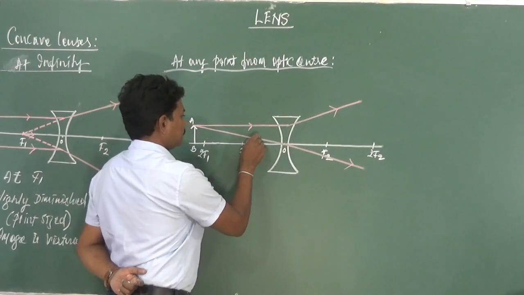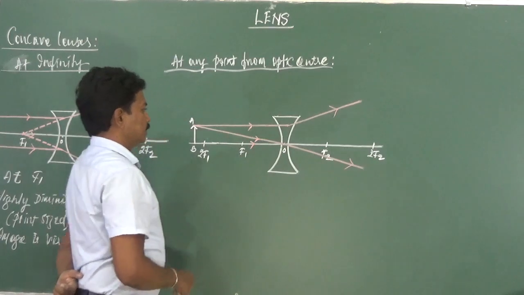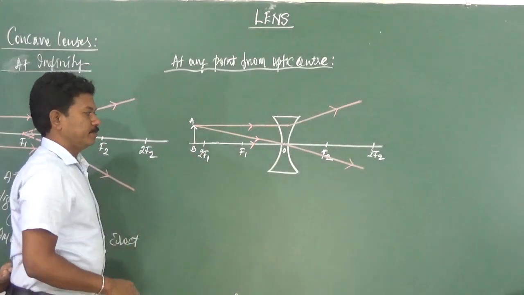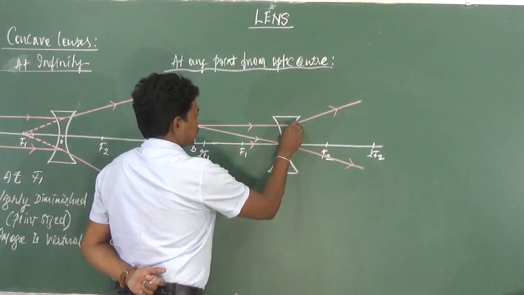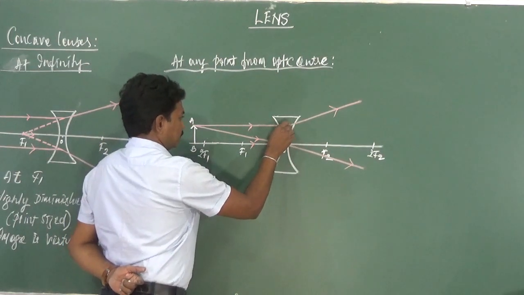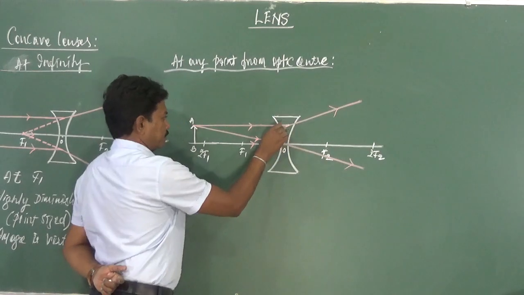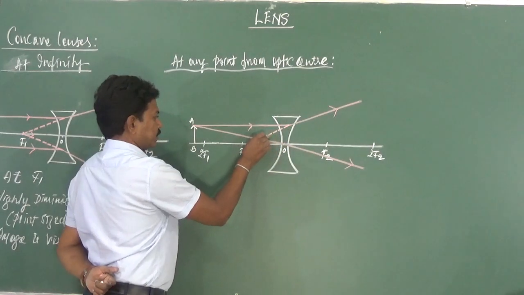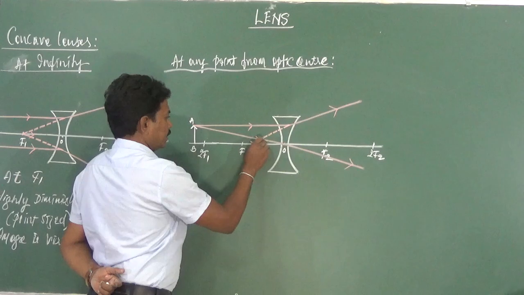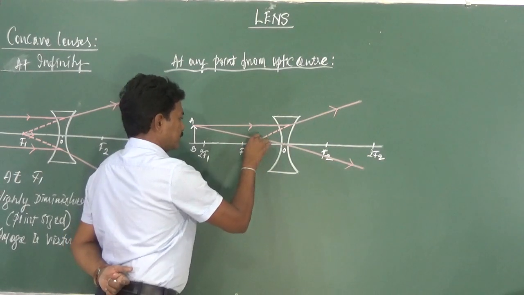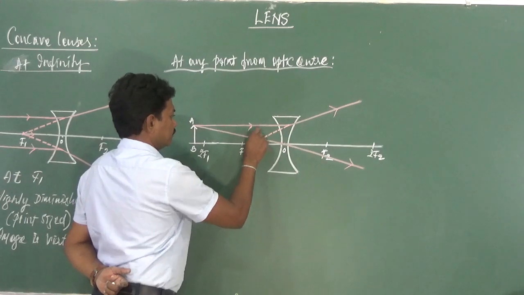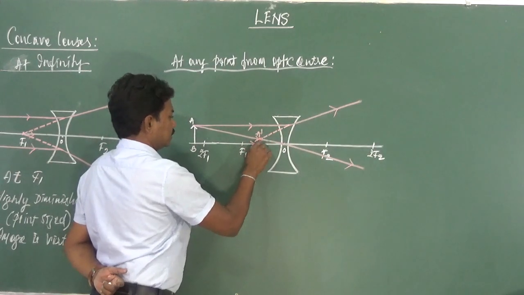Now, where does the image form? That's the very important question here. Let us draw this diverging light ray backwards. Here it meets this light ray at this point. So we say that the image is formed at this point. This is A dash and this is B dash.